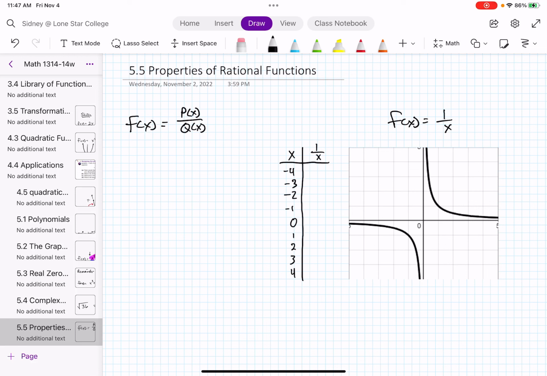In 5.5, we are looking at rational functions. Rational is a fancy math word for fraction. We are looking at fraction-based functions. So typically it's defined as f of x equals p of x over q of x. And what you have to understand about p and q is that these two are polynomials, independent polynomials. There's a polynomial on top and there's a polynomial on the bottom.